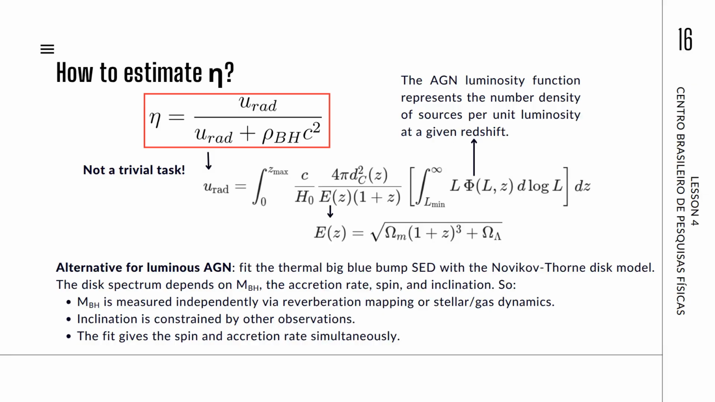And then you can apply this fit, and the fit will give you the spin and the accretion rate. Okay, so you can recover the spin. From the fit you can recover the efficiency. Okay, but it's not trivial. It's really a hard task.